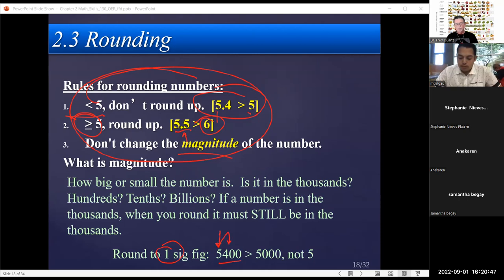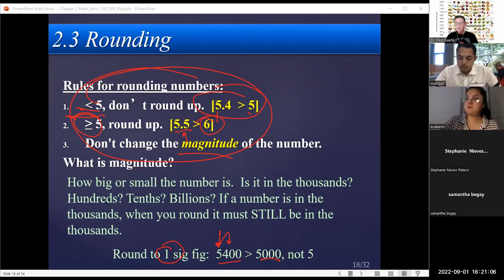And the neighbor's 4, which means it's less than 5. Therefore, the 5 that we're going to round remains 5, and we present it as 5,000. So the 4 gets converted to 0 and the zeros stay there.